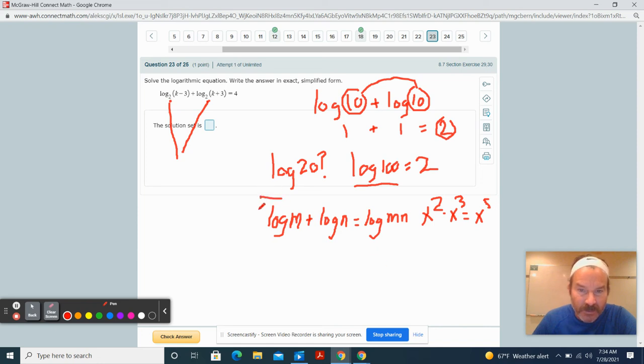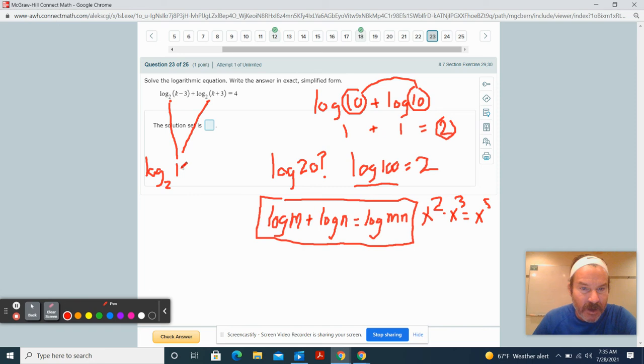This is the one you want to use for this one. You want to write that down. That's the second log property. So to solve this, we simply write this as one log, but make sure you write the base down. The base is 2, and we have k minus 3 times k plus 3.